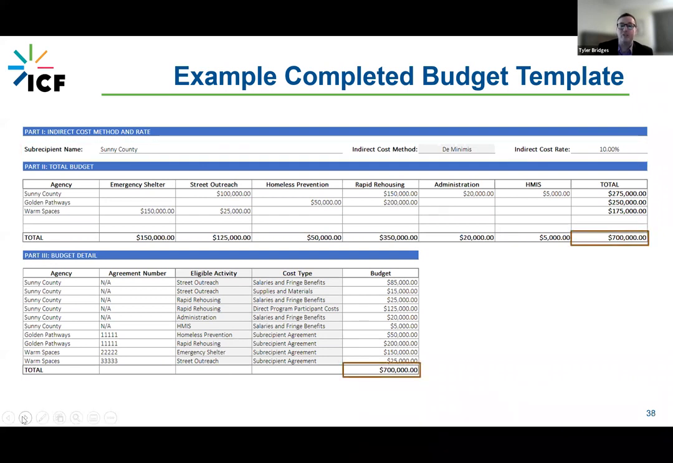If you select the other 2 methods and you enter a different percentage, that will be verified by HCD upon receipt of that supporting documentation.